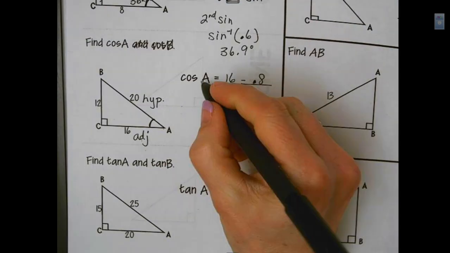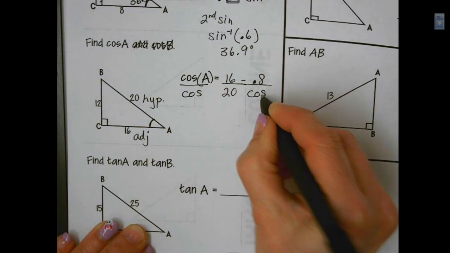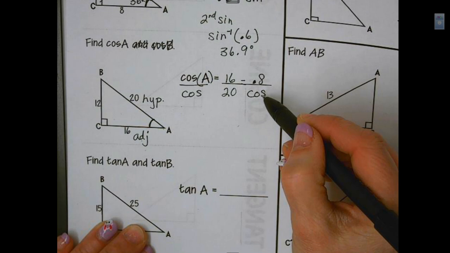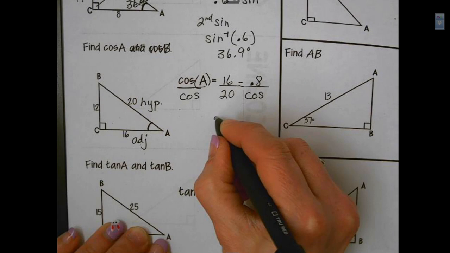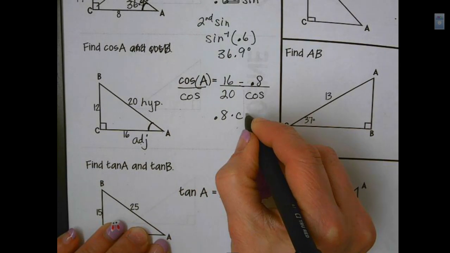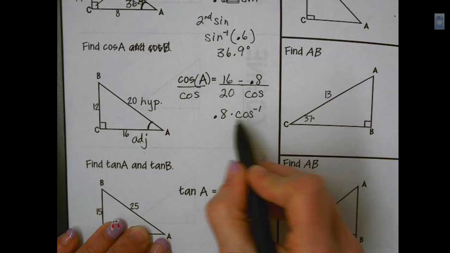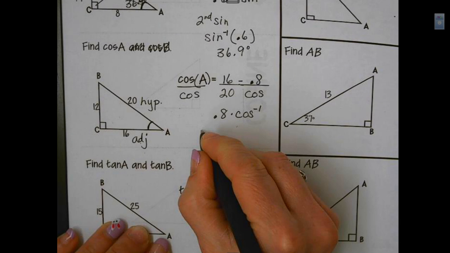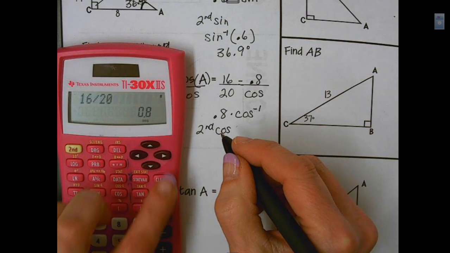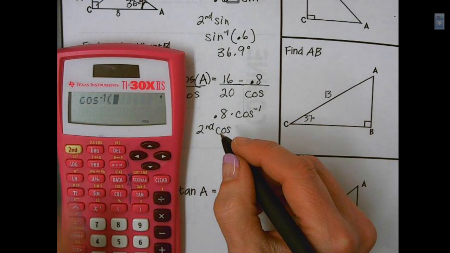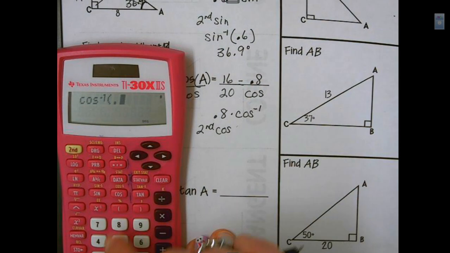Well, again, I have to solve for A. So I'm going to divide by cosine. And because we're dividing by cosine, that means the same thing as multiplying by the inverse. So I'm going to take 0.8 and I'll end up multiplying it by cosine to the -1. But again, how do we type that in? Well, we have to type this in first. Okay, so second cosine. There's my cosine -1. And then I type in 0.8.